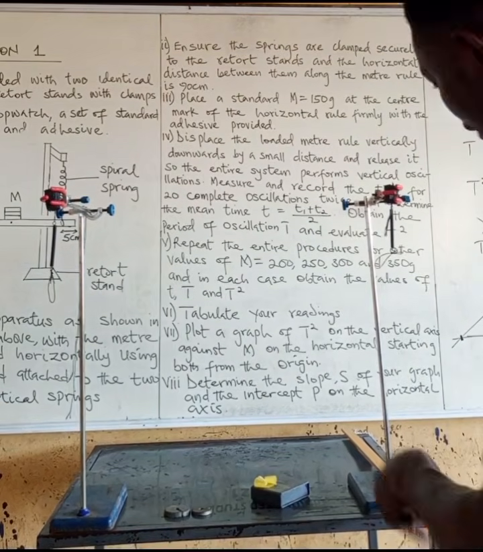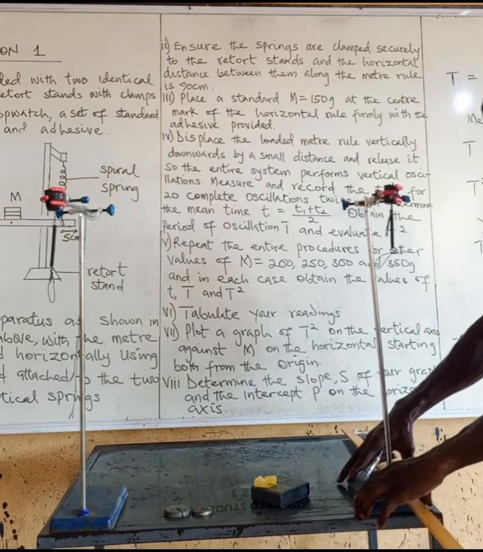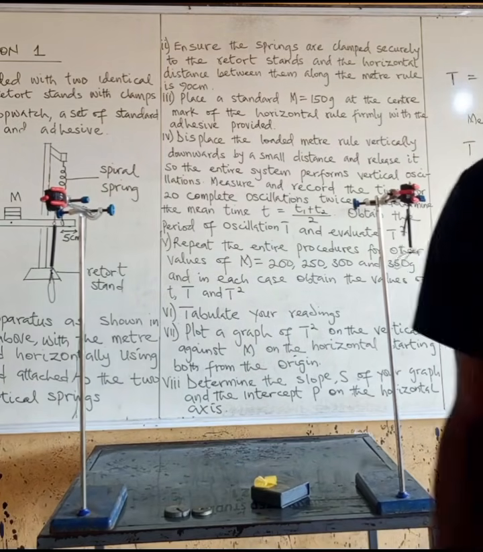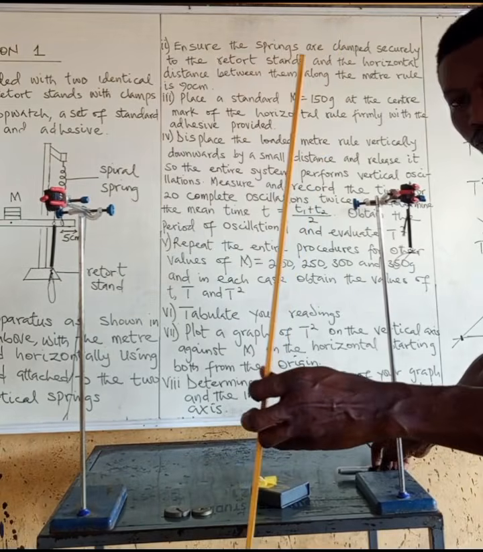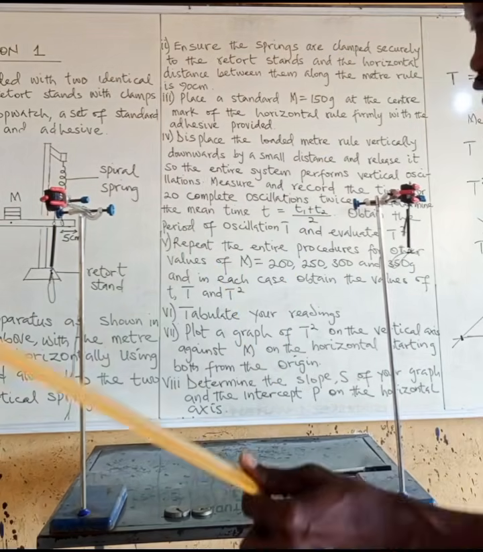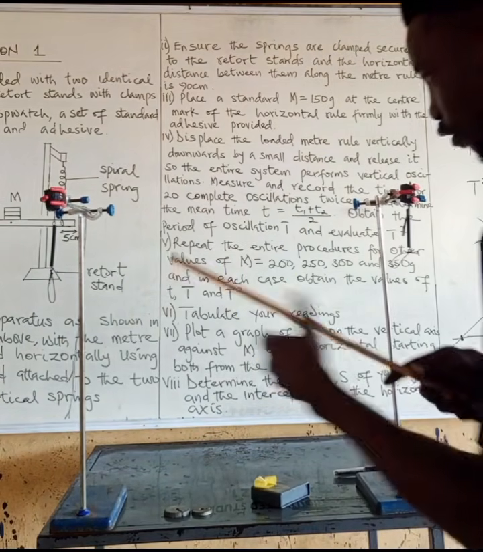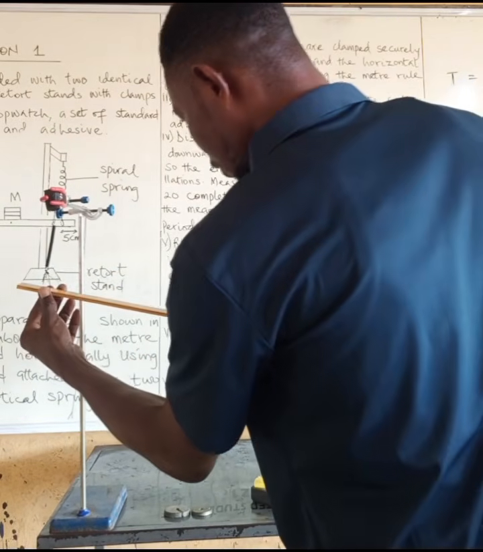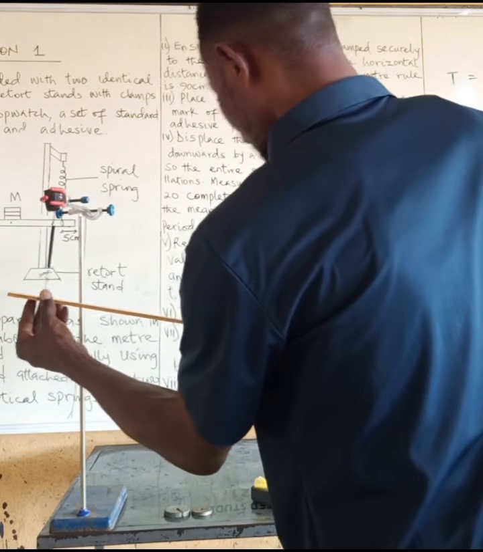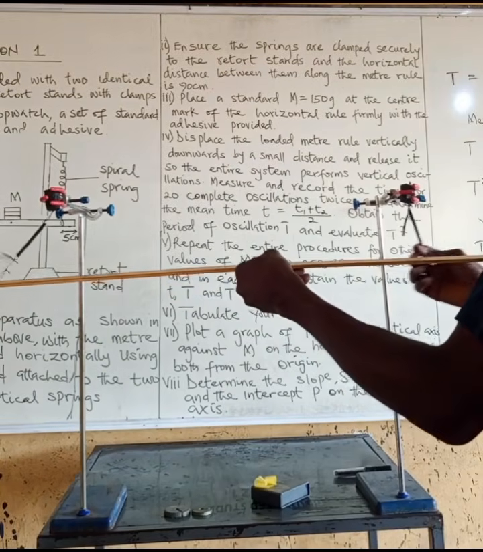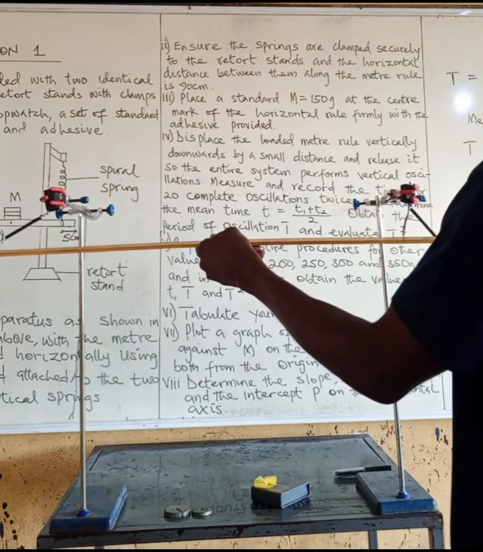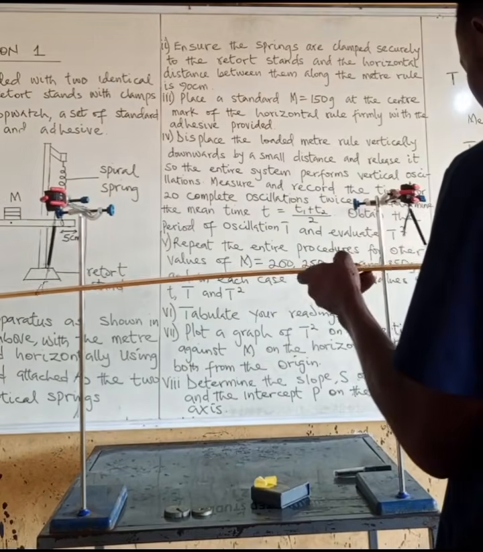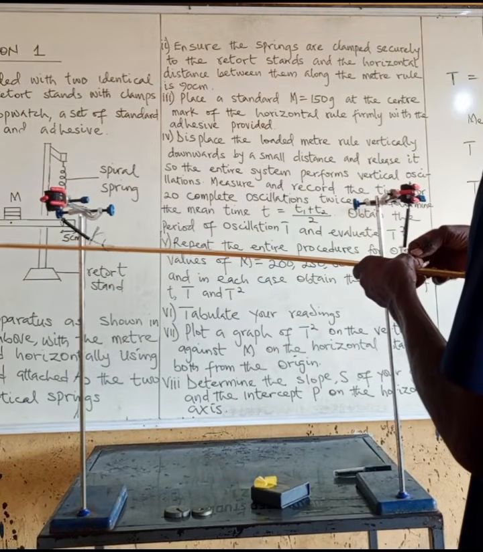Alright, since I am not performing this experiment in the laboratory, there are a few things that may not be available. So this is your meter rule. This meter rule will be suspended horizontally from these loops of thread. You have a loop here, and you have another loop here. There are two loops of thread. So I'm going to suspend the rule horizontally.